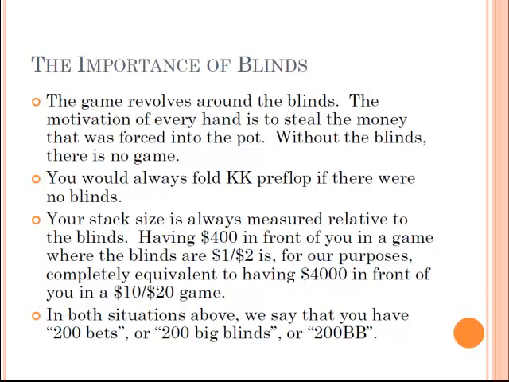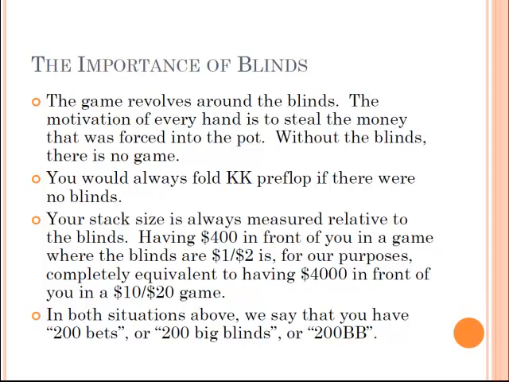And it's important to know how many big blinds you have. So everything in poker is measured in terms of the big blind. So the blind is very important. Everything is relative to the big blind. And having $400 in front of you in a game where the blinds are $1, $2, is, for our purposes, completely equivalent to having $4,000 in a game where it's $10 and $20.